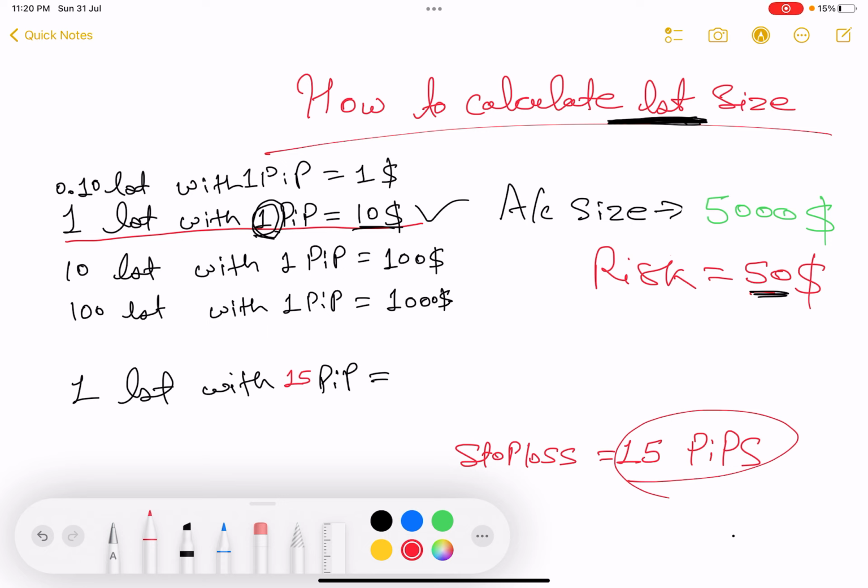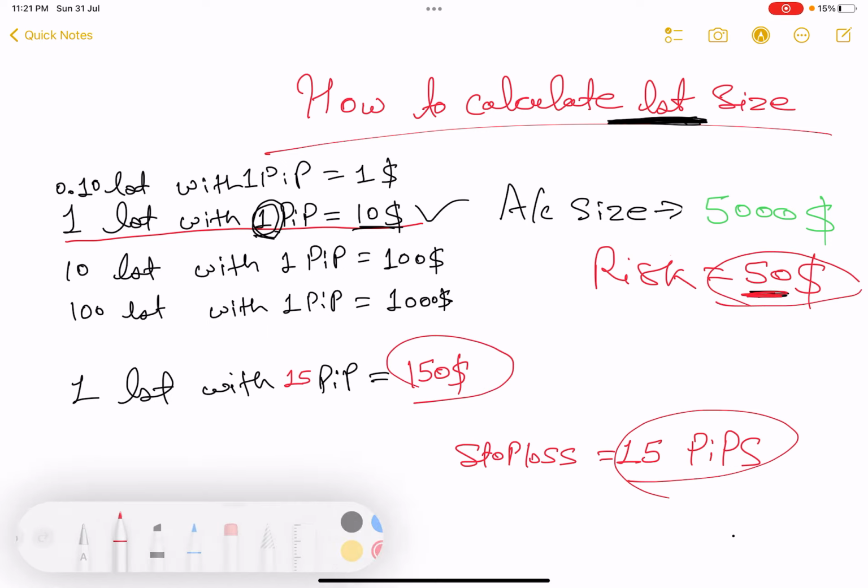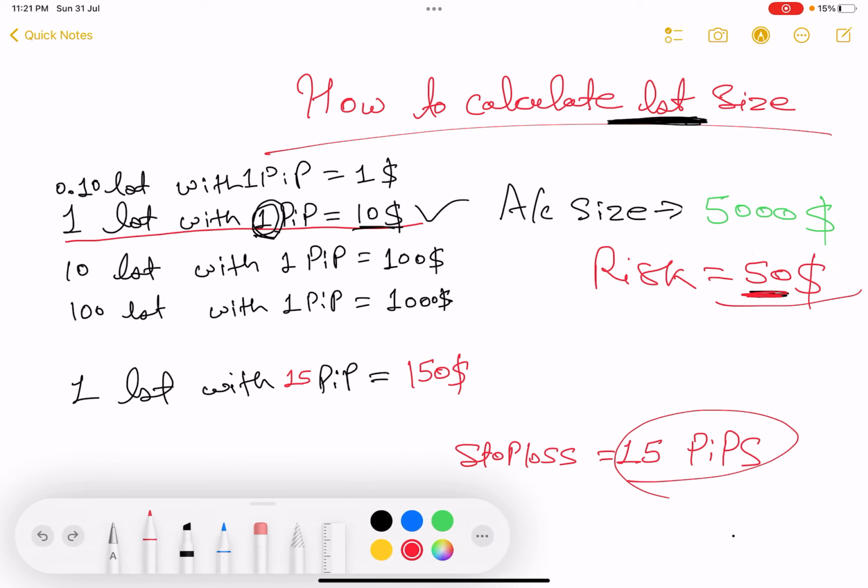What will be my risk? My risk will be $150. But I don't want to lose $150. You can see I just want to lose $50. I don't want to lose $150. So what should I do in this situation? I have to change something in my lot size.